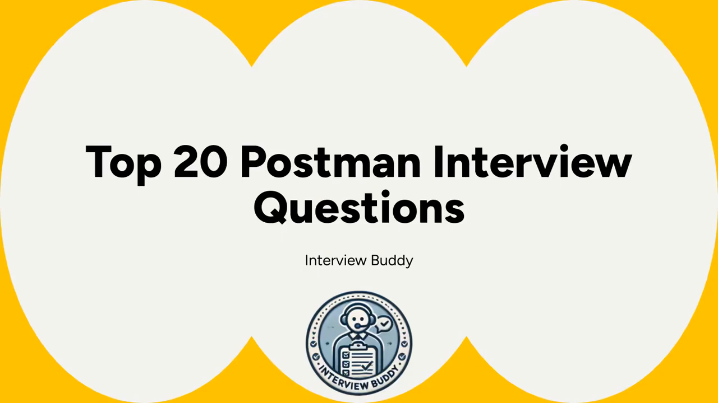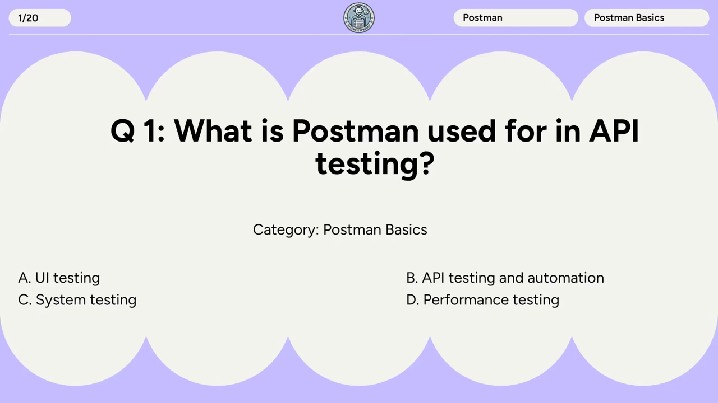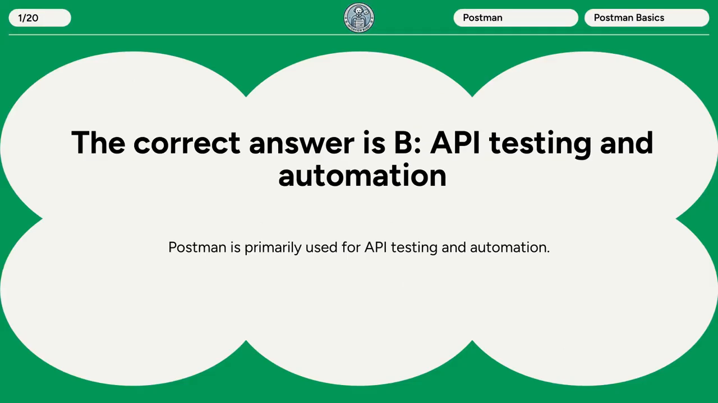Top 20 Postman interview questions. Question 1. What is Postman used for in API testing? A. UI testing. B. API testing and automation. C. System testing. D. Performance testing. The correct answer is B. API testing and automation. Postman is primarily used for API testing and automation.